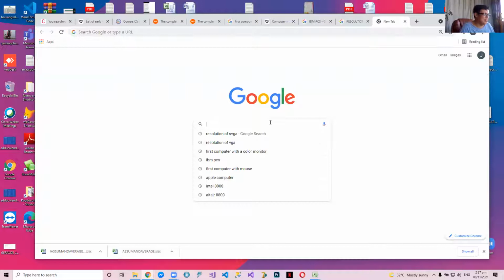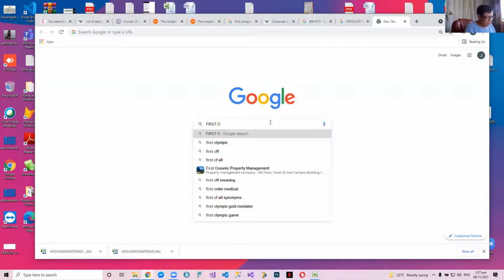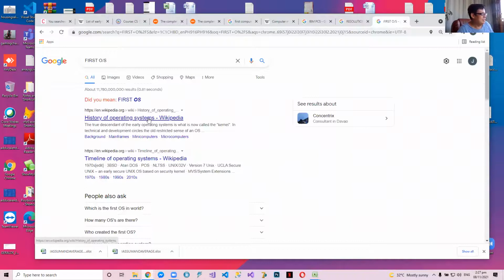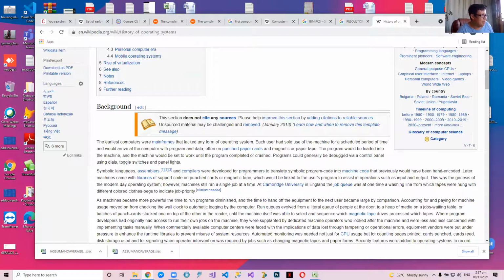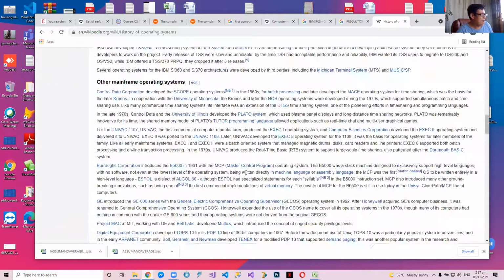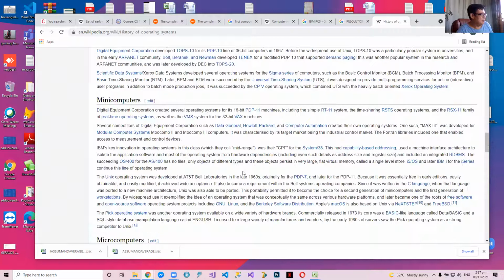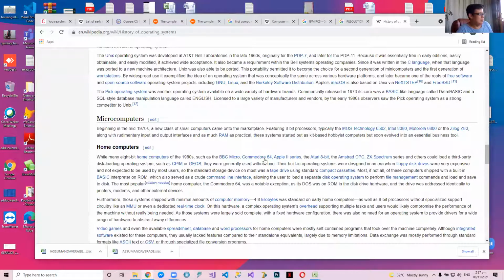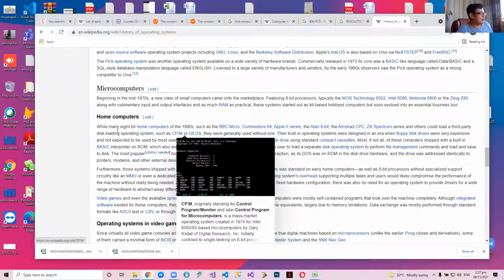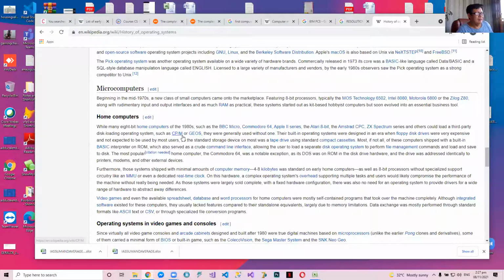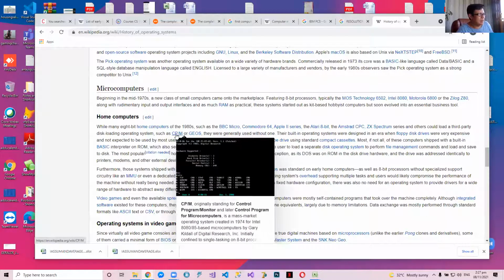Let's Google for the first operating system, DOS, and for the IBM PC. CP/M, okay? In the 1980s, CP/M is the disk loading operating system. It didn't say which one is first, but I think CP/M is the original operating system that first ran on the Apple and IBM.